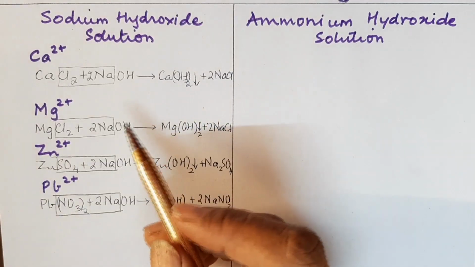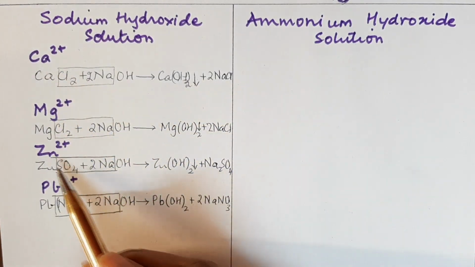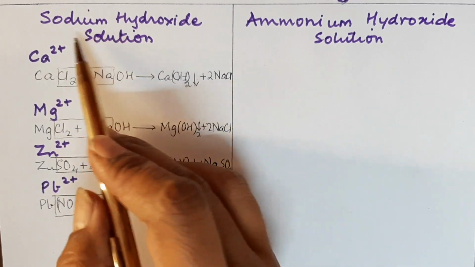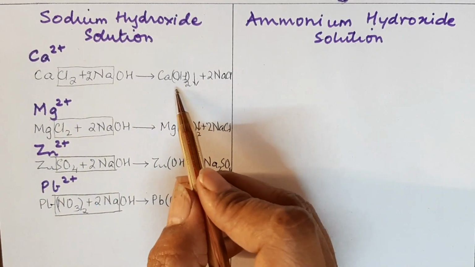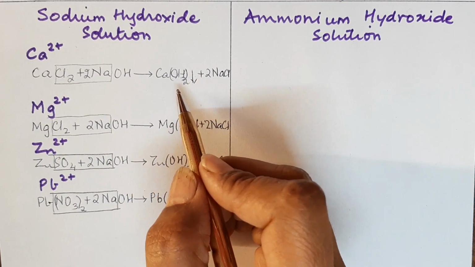Let us come to the other colorless cations like Ca2+, Mg2+, Zn2+, and Pb2+. When their compounds are reacted with sodium hydroxide, they form characteristic precipitates of their hydroxides, which differ in colors.